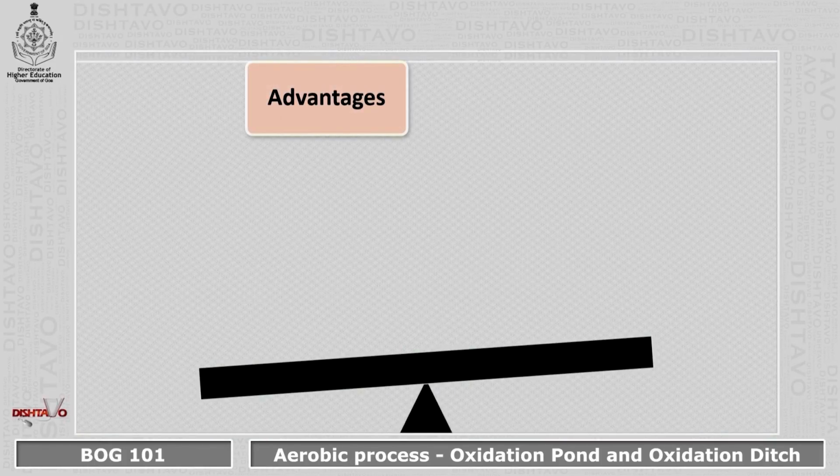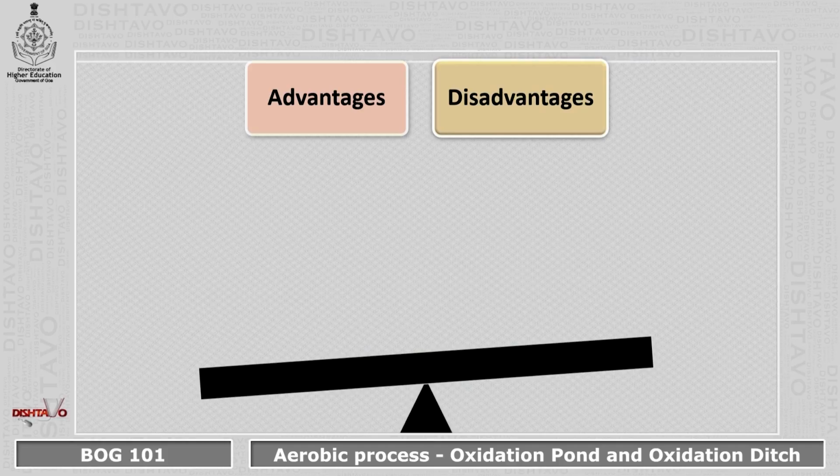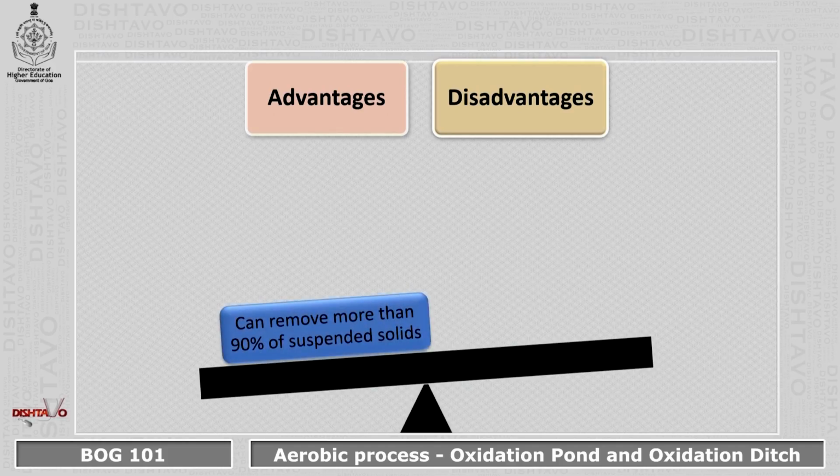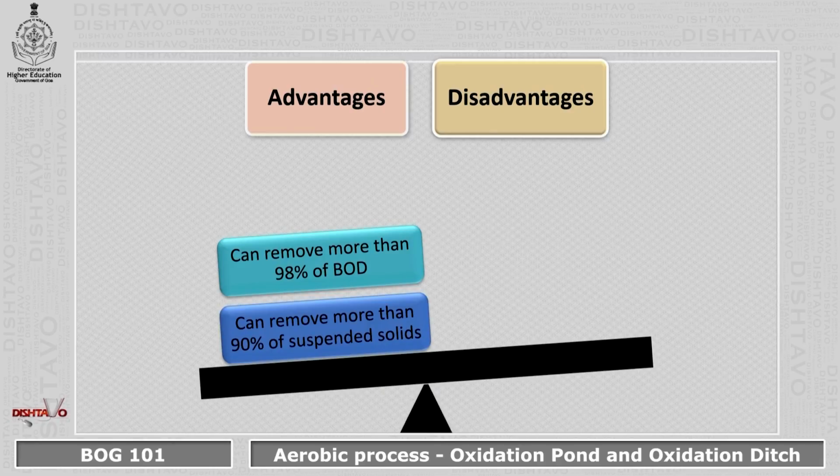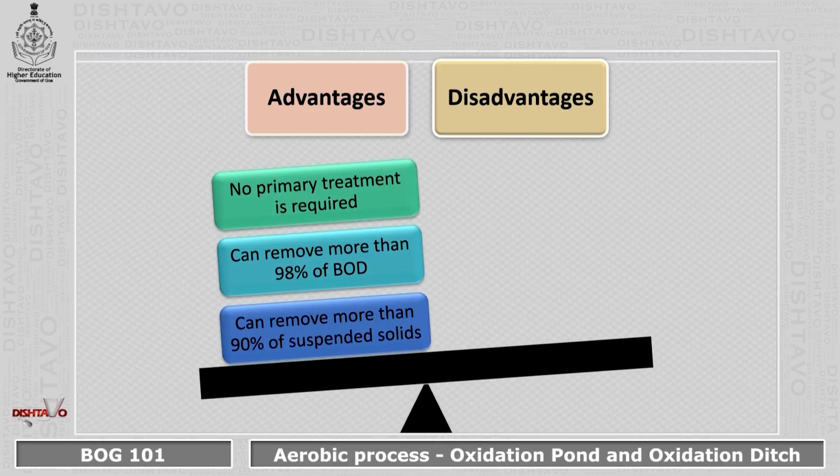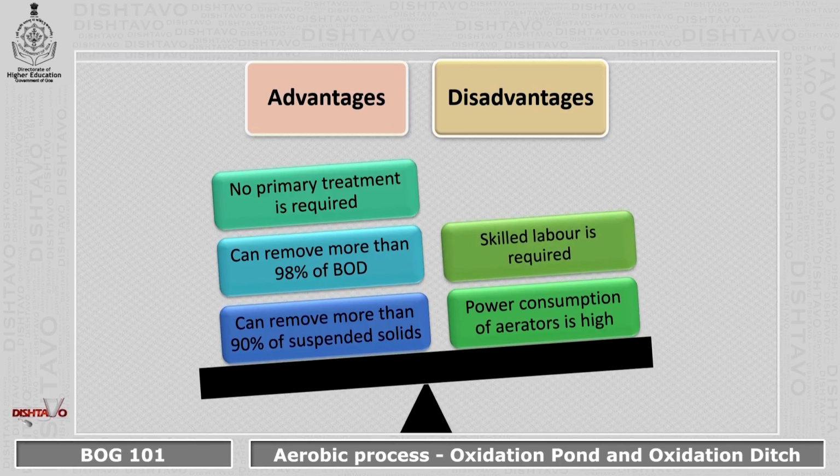Coming to the advantages and disadvantages. The advantages include: oxidation ditch can remove more than 90% of the suspended solids. It can remove more than 98% of the biological oxygen demand. Also, we have seen that no primary treatment is required for oxidation ditch. Disadvantages include: the power consumption of aerators is high. Skilled labor is required for this process.